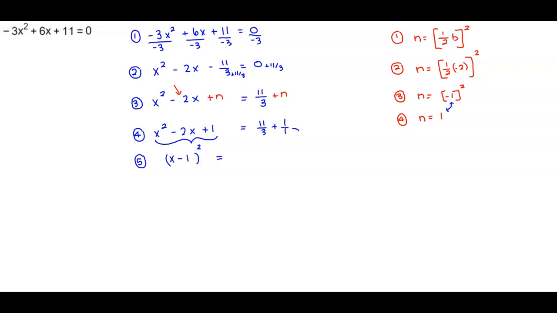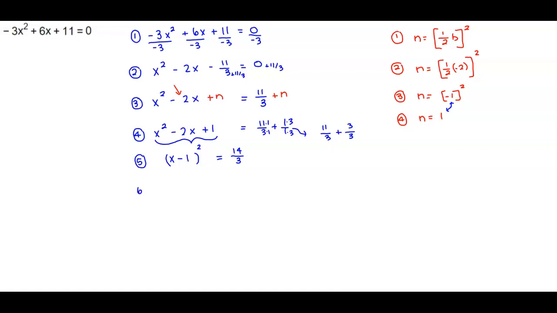Now we need to add these two fractions. The common denominator between those two is 3. So 11 times 1 is 11, and 1 times 3 is 3. So we end up getting 11 plus 3, which is 14 over 3.